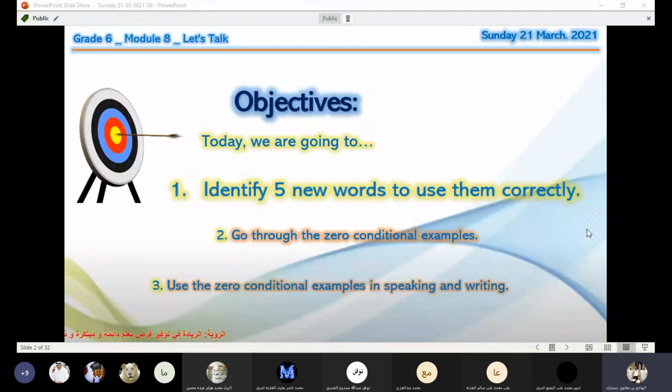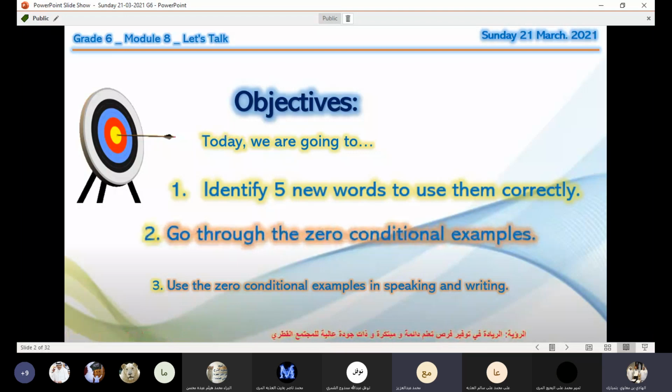Who wants to read objective number 2? Muhammad Abdul Aziz raises his hand. Great. Muhammad Abdul Aziz, would you please read for us the learning objective number 2? Go through the zero conditional examples. Thank you so much. Go through the 0 conditional examples.